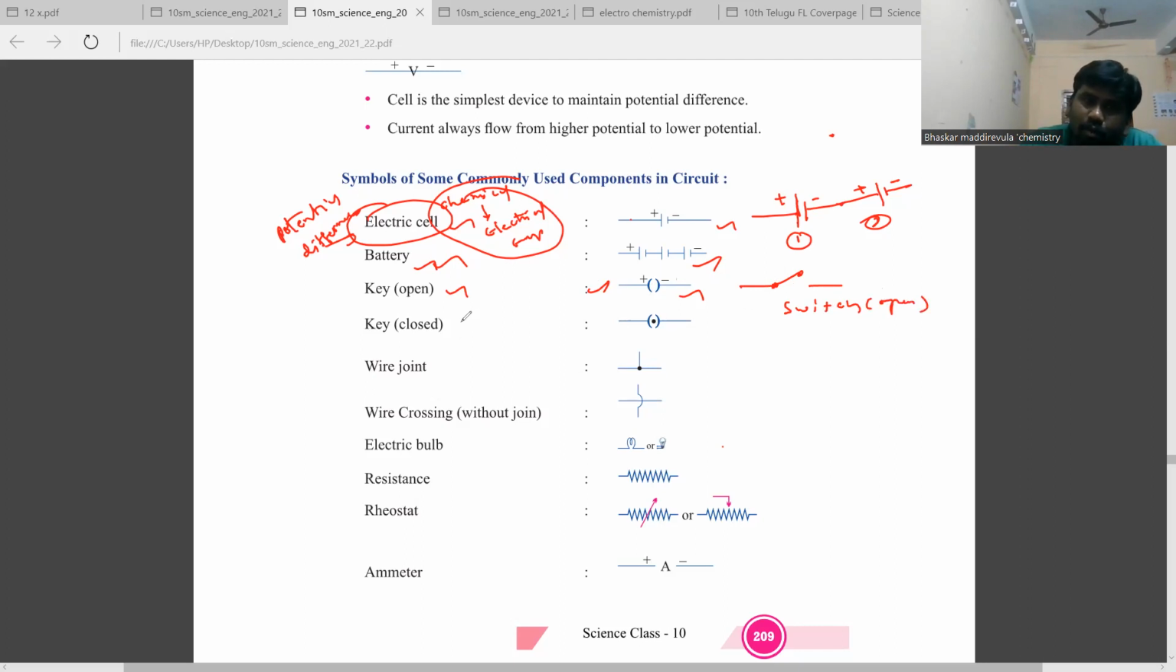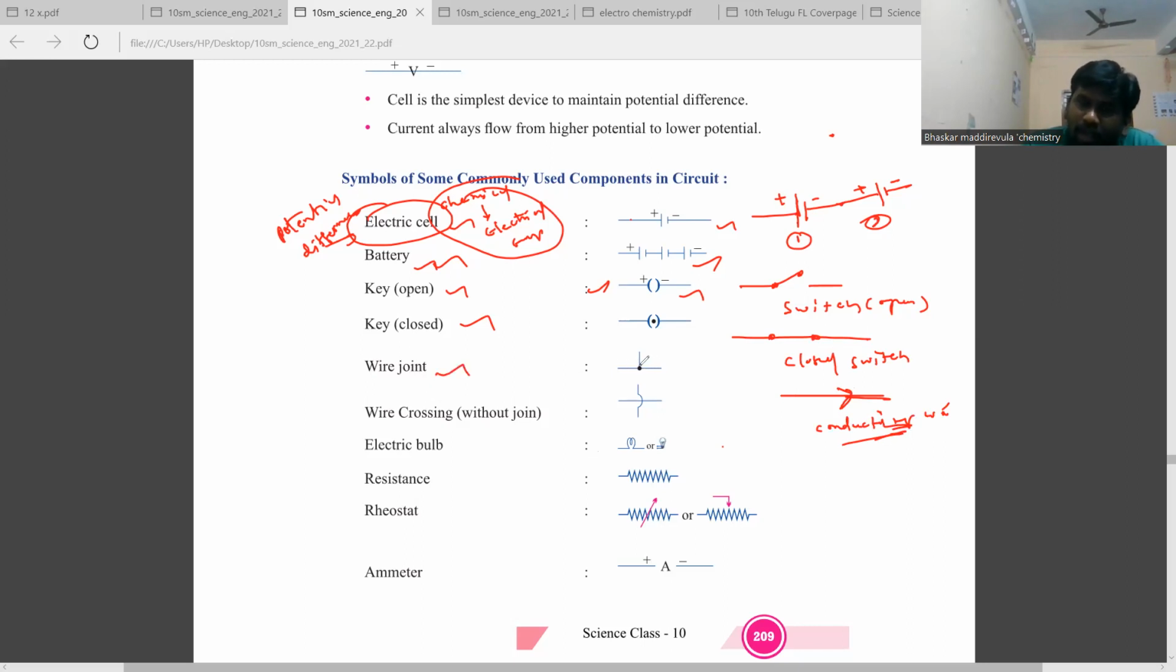Next, the closed key. If you put a dot inside, that is a closed key. Then only the electricity will flow inside the circuit. Here also we can show the closed switch. This is the closed switch. Next, wires and connectors. A connector is shown as straight lines. They are connected. Conducting wires.